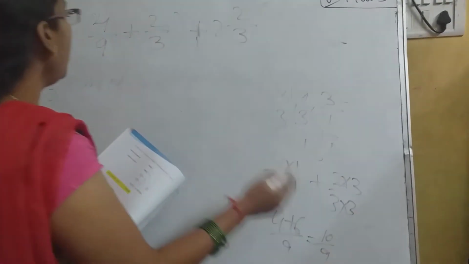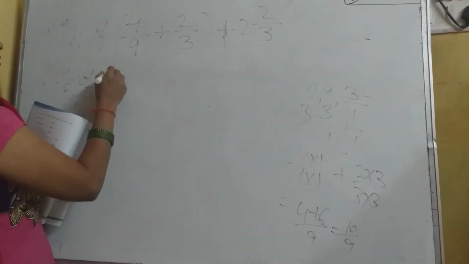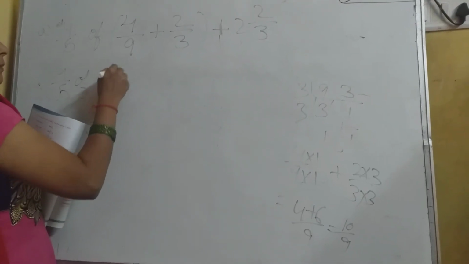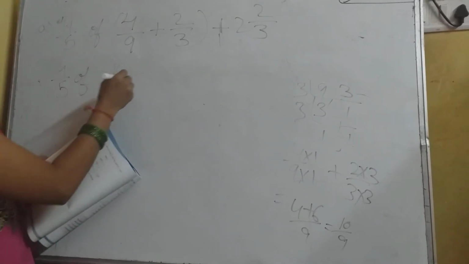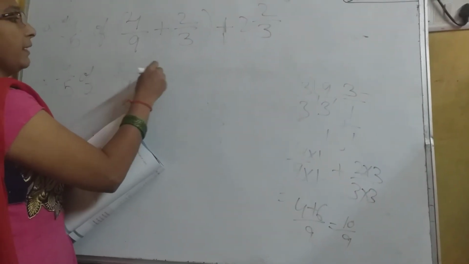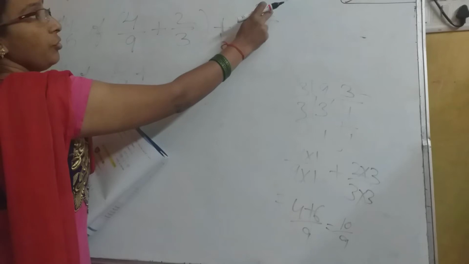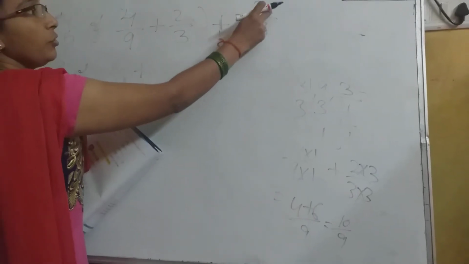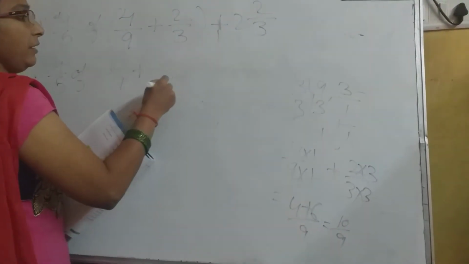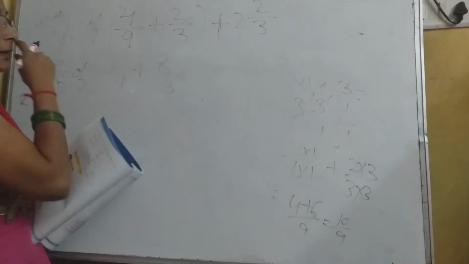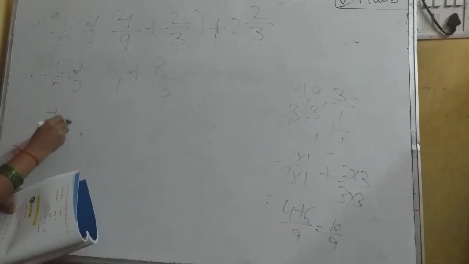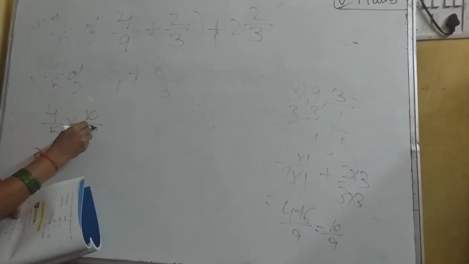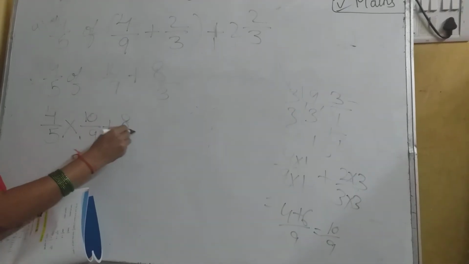So what do you get here? Brackets removed, 10 by 9. Okay, 10 by 9 plus, here improper fraction: 2 3s are 6, 6 plus 2, 8 by 3, children, 8 by 3. Okay, now first you have to remove of. So see, of means into: 4 by 5 into 10 by 9 plus 8 by 3.